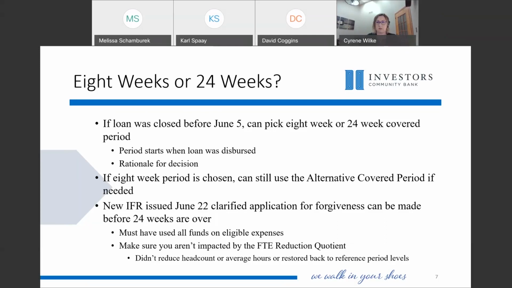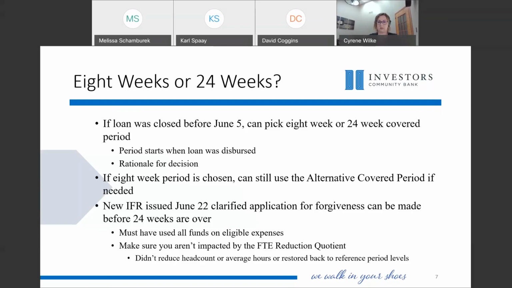There was a new IFR, which stands for Interim Final Rule, issued June 22nd, that clarified the application for forgiveness can be made before the 24 weeks are over. We think this is kind of a big deal because a lot of people were asking, do I have to go the full 24 weeks? And it's a big deal for us because this gives us a chance to help you get your forgiveness and know that you've got it sooner.